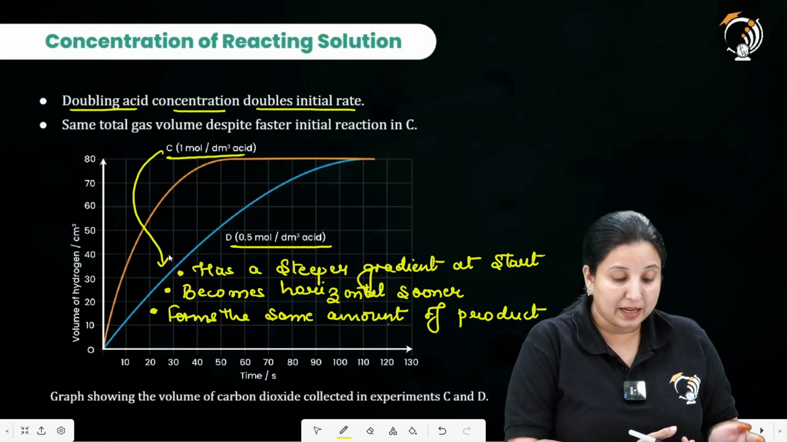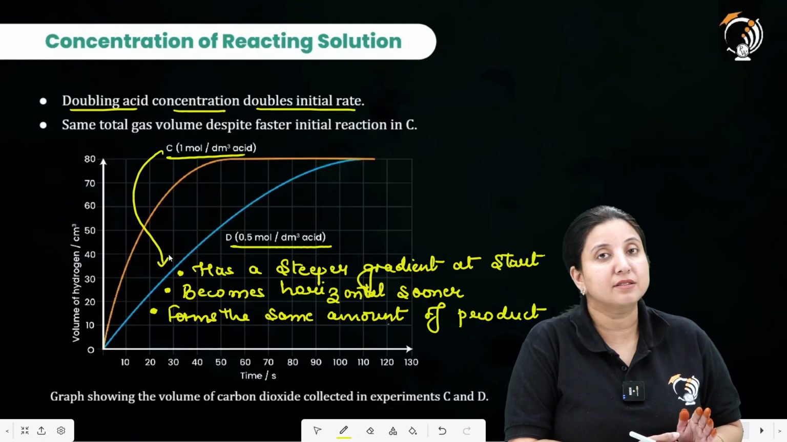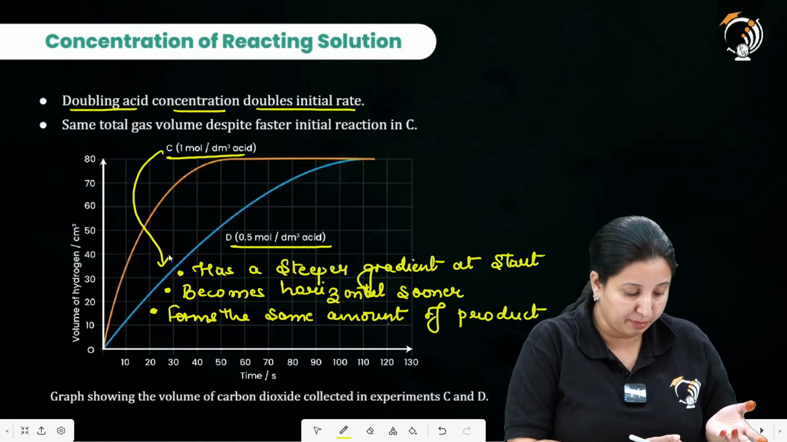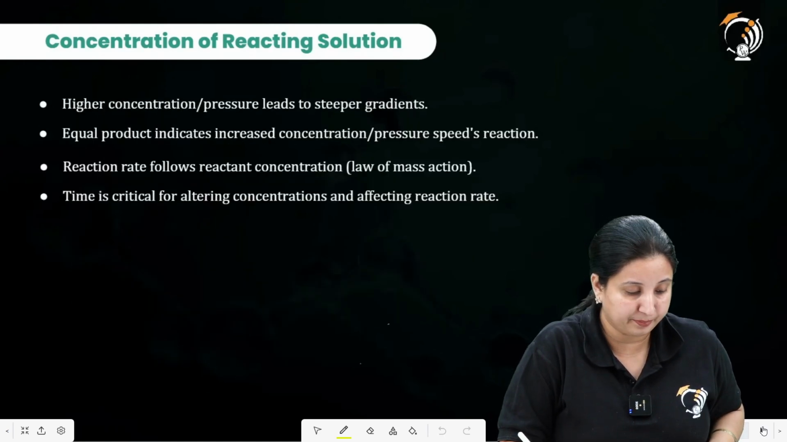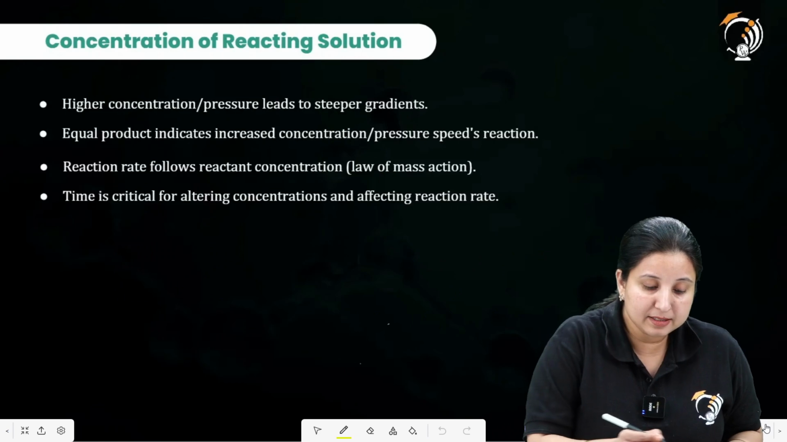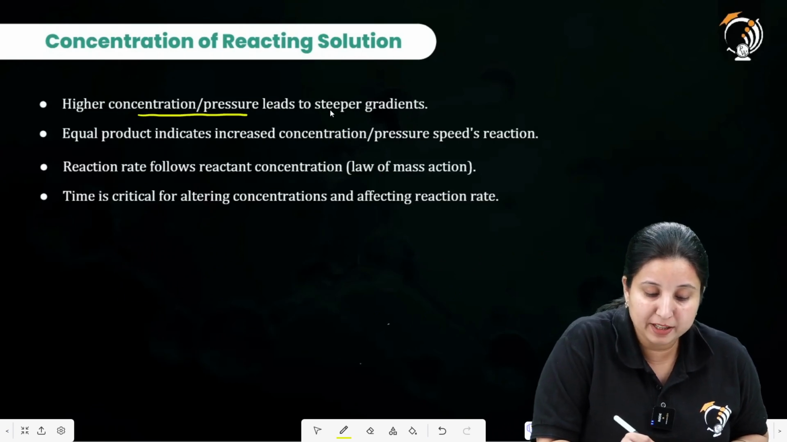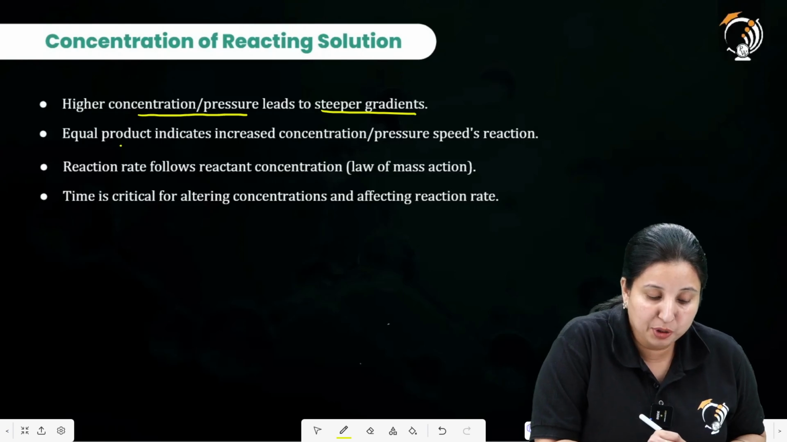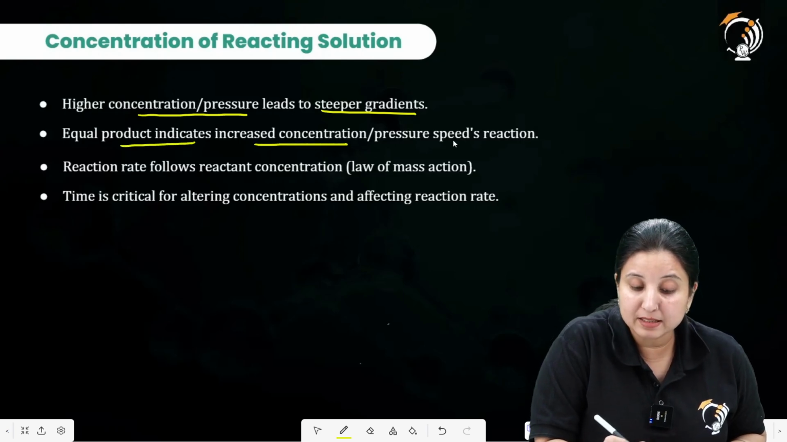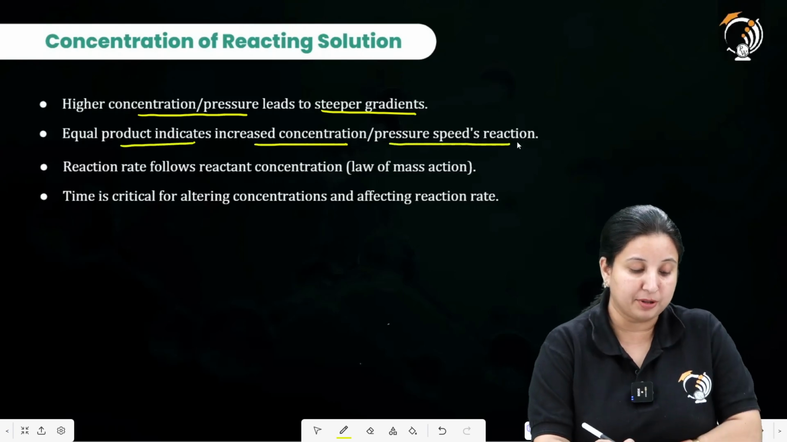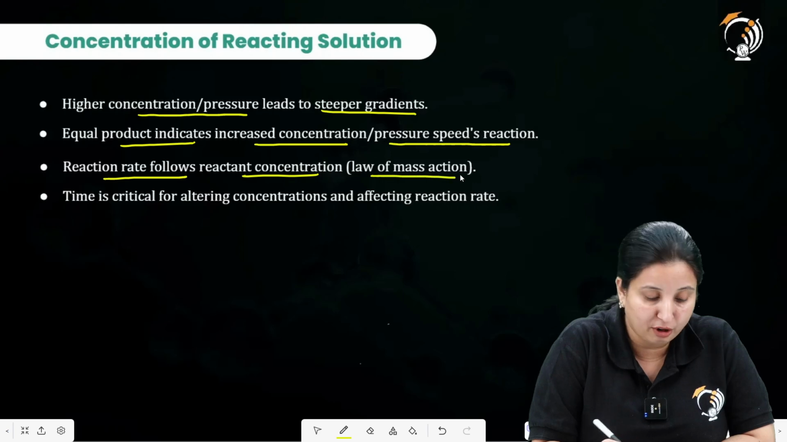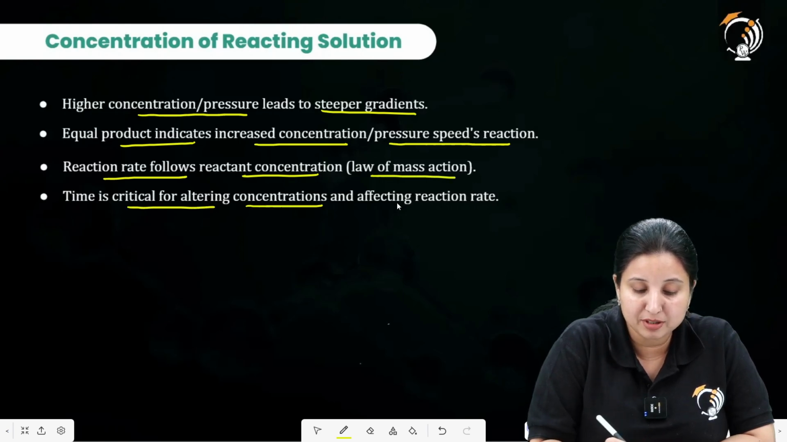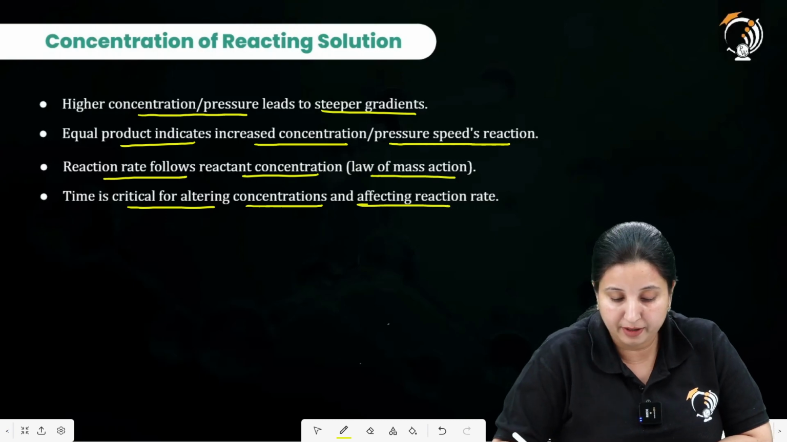So this shows that if we are going to increase the concentration, or even if I talk about the pressure, there will be an increase in the rate of reaction. So higher concentration or pressure leads to a steeper gradient. Equal product indicates increased concentration, pressure speeds reaction. The reaction rate follows reactant concentration, that is the law of mass action, and time is critical for altering the concentrations and affecting the reaction rate.